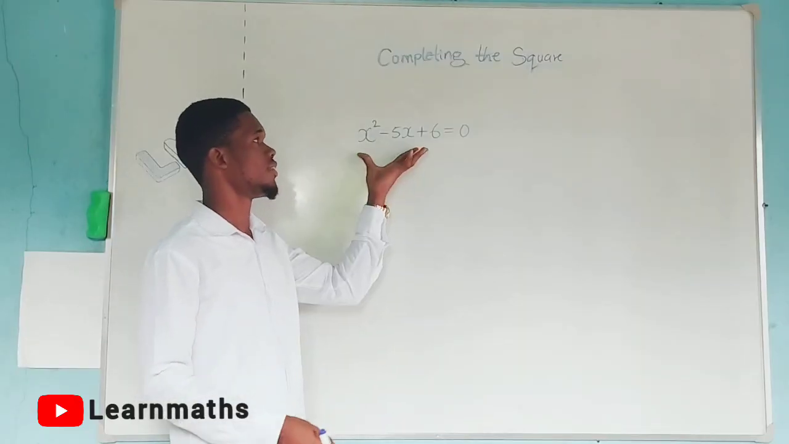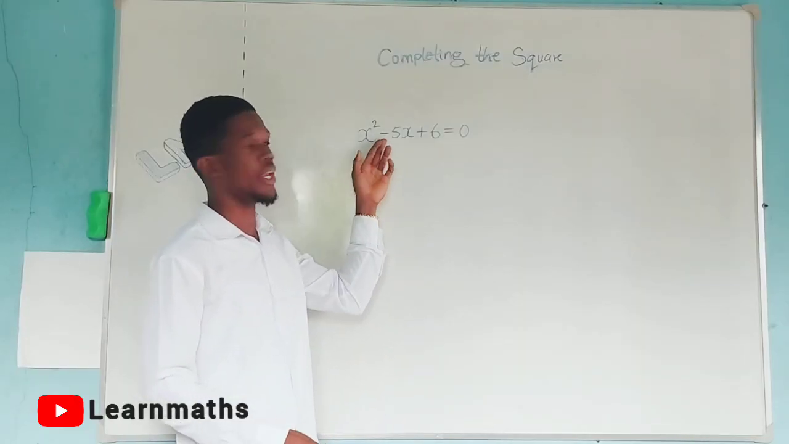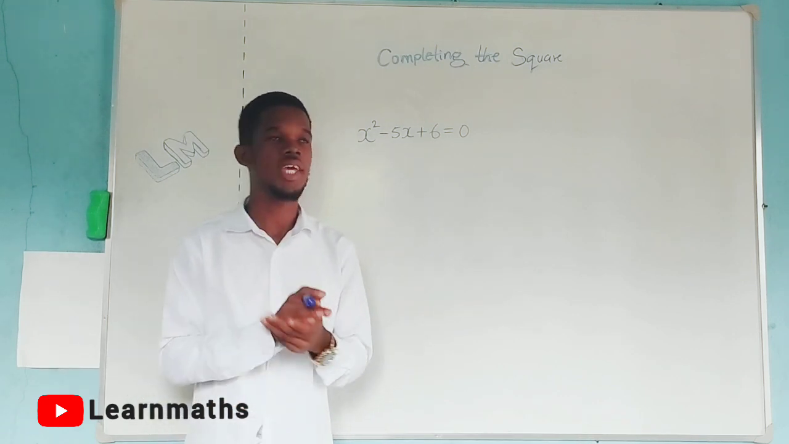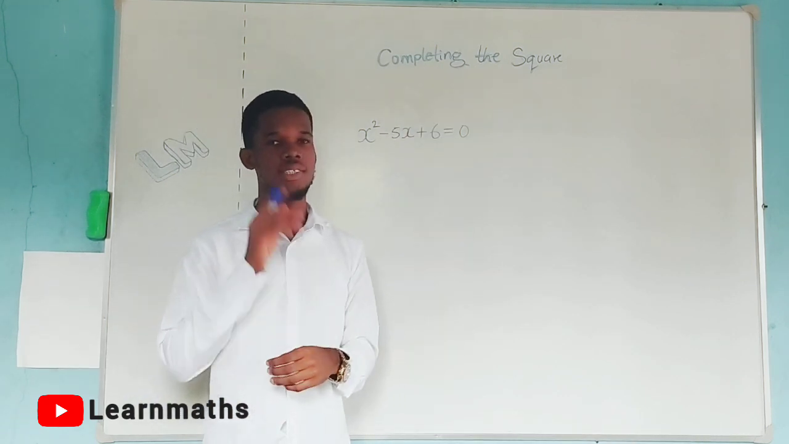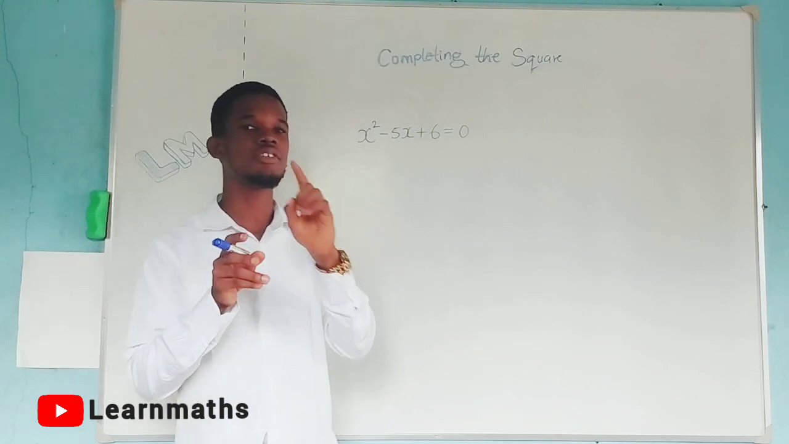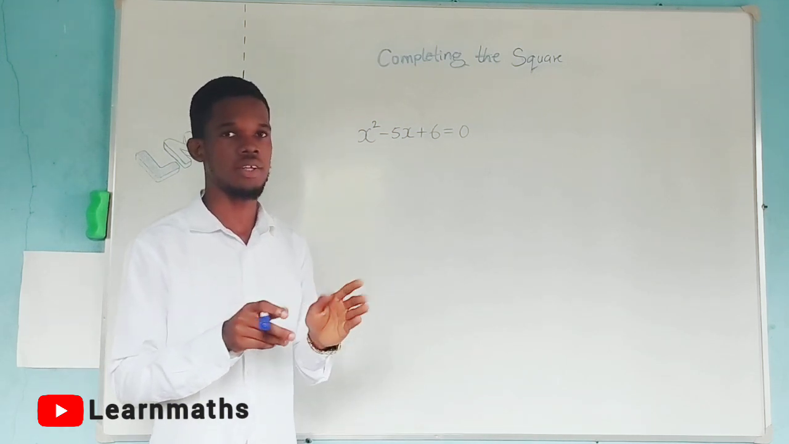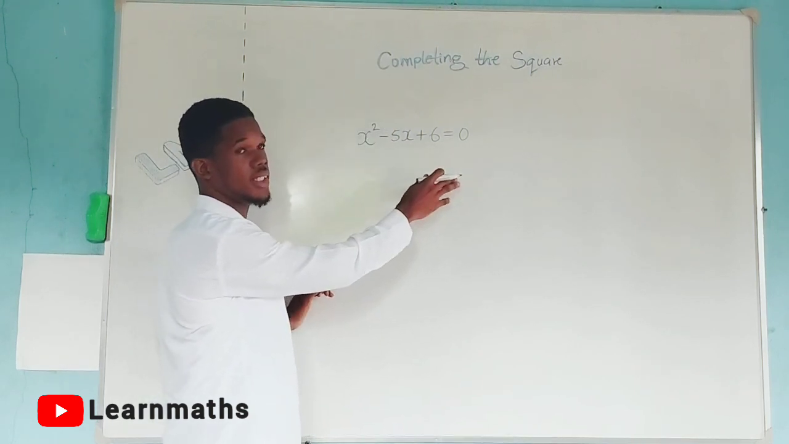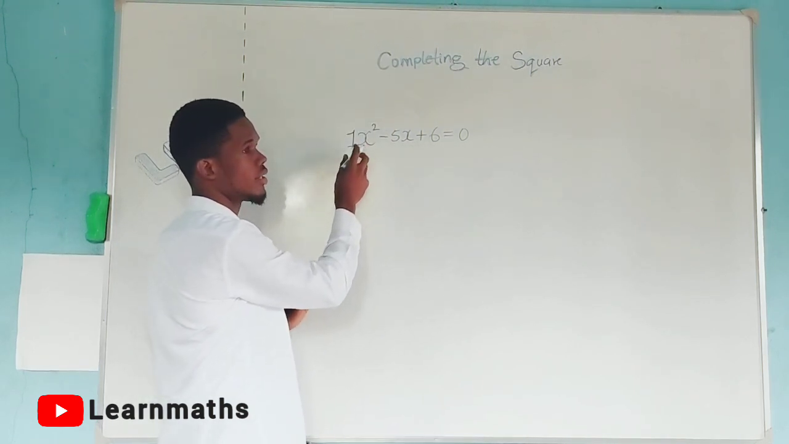Okay, so starting with the first quadratic equation, x squared minus 5x plus 6 equals 0. The first step we are going to take under the completing the square method is this. We're going to ensure that the coefficient of x squared is 1, right? And luckily for us, the coefficient of x squared in this quadratic equation is already 1, right?